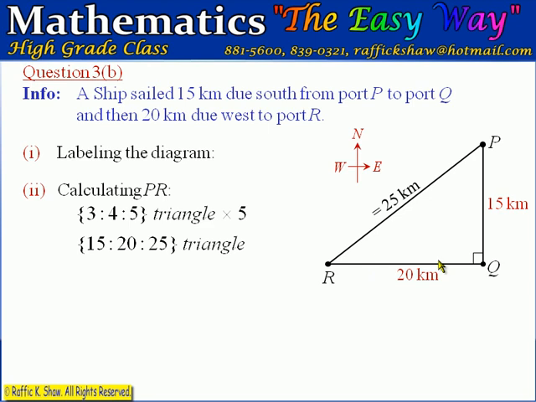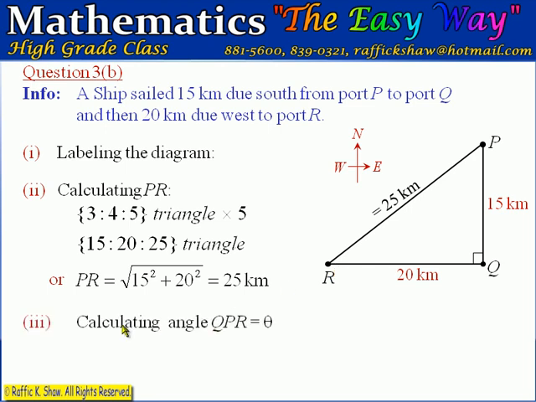Or we could use the Pythagoras' theorem to calculate this hypotenuse PR. And this is it. We could use Pythagoras' theorem, and that would give us PR equals the square root of this side squared plus this side squared. So that's it. Square root of 15 squared plus 20 squared, and the result would be 25. And so PR is 25 kilometers.